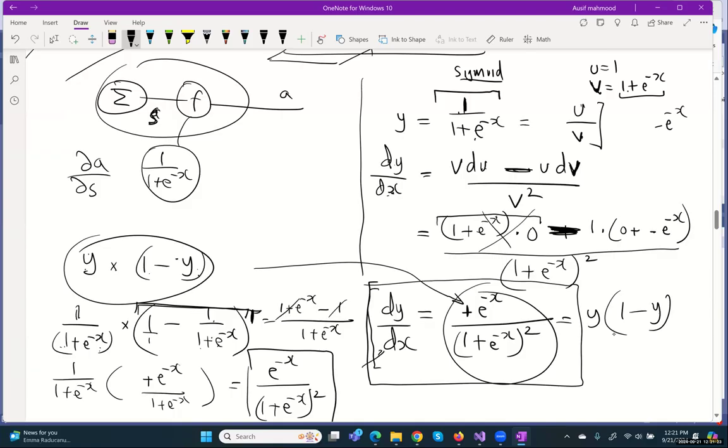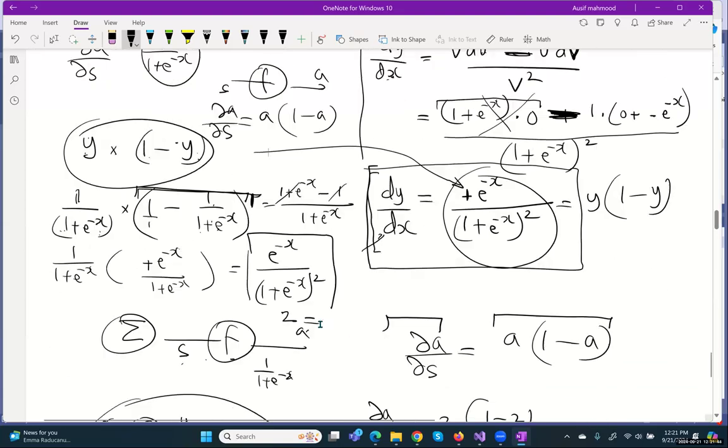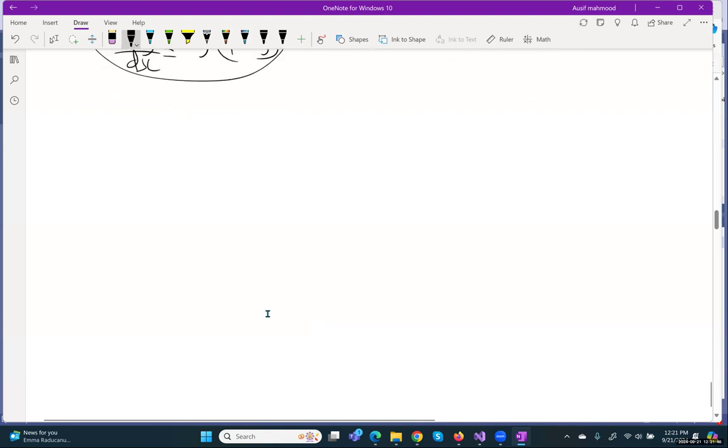So in other words, if you have an f, input is s, output is a, then partial a over partial s, just like we said, is y times 1 minus y. y was the output before. Now a is the output, so it will become a times 1 minus a. So now let's go to a 3-neuron example.